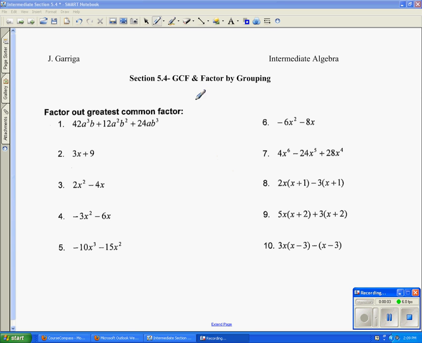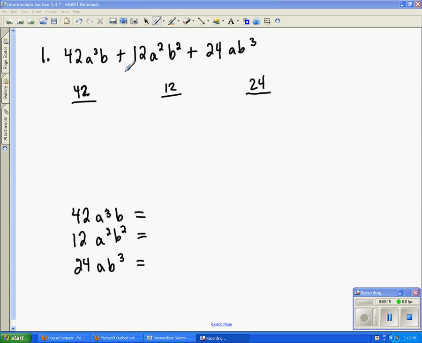Section 5.4 is greatest common factor and factor by grouping. Number one, we're going to factor out the greatest common factor, and we're going to turn to the next page so that we have some more room to work on that. So here's our original problem.